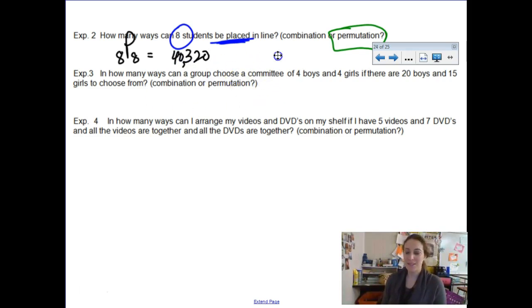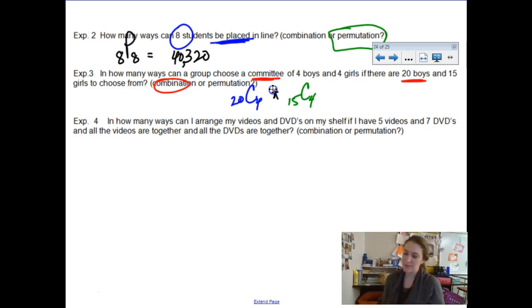All right, this question always gets kids because they can't believe how big this answer is. We're going to choose a committee of 4 boys and 4 girls out of the 20 boys and 15 girls. So what's happening here is we have a combination because of the word committee. We have 2 different combinations. So for the boys, I have 20 boys, and I'm choosing a committee of 4. And then for the girls, I have 15 girls, and I'm also choosing a committee of 4. And then you're going to multiply those together.